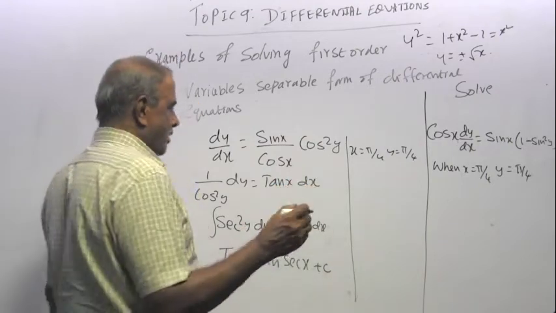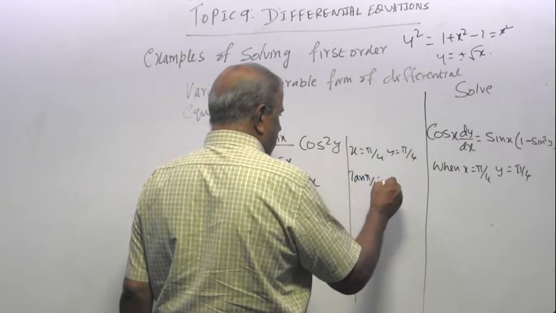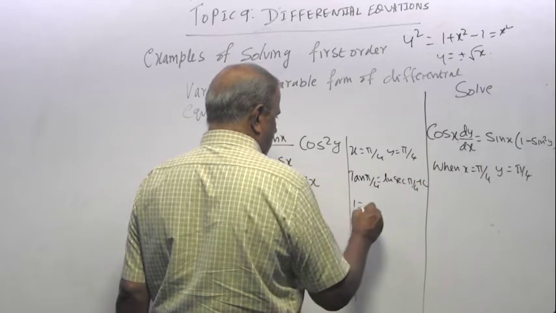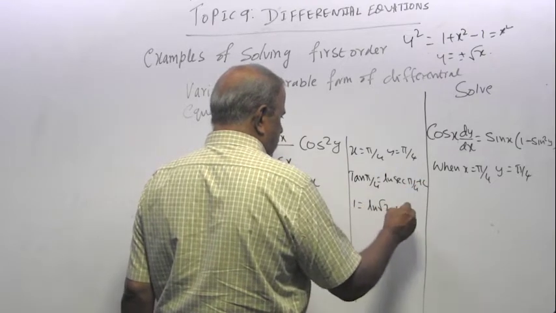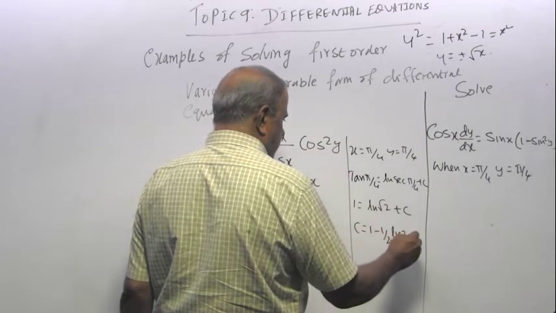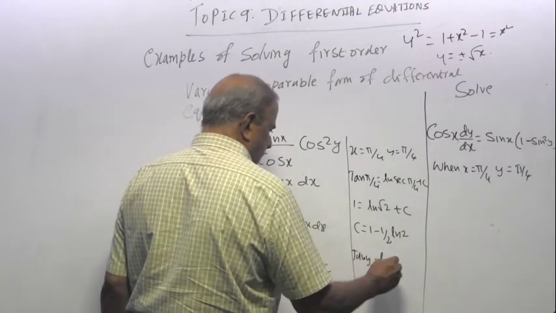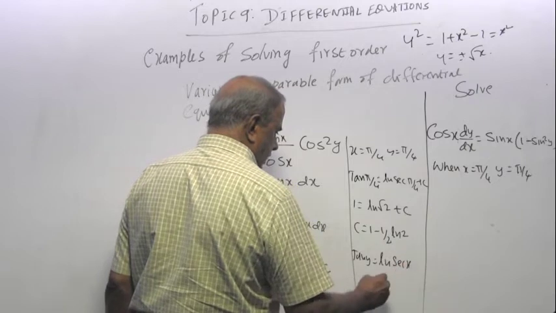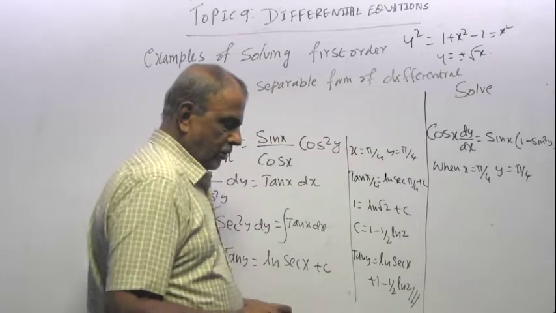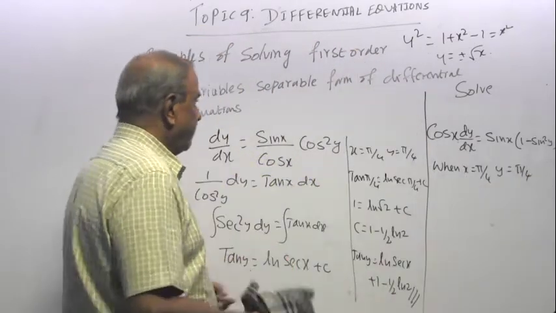Okay? Right. So tan pi over 4 equal to ln sec pi over 4 plus c. So 1 equal to ln root 2 plus c. So c is 1 minus half ln 2. So therefore tan y equal to ln sec x plus 1 minus half ln 2. That's how you solve that differential equation. Very good.